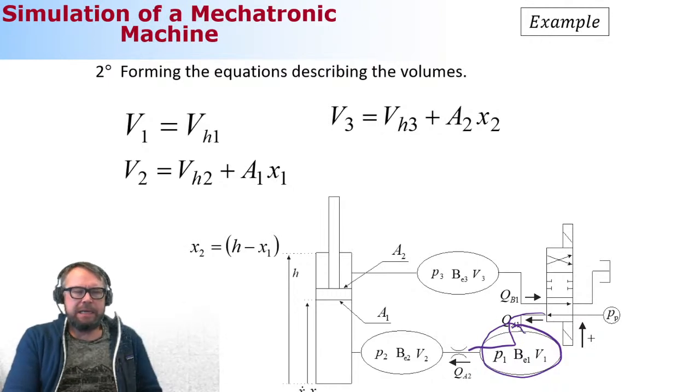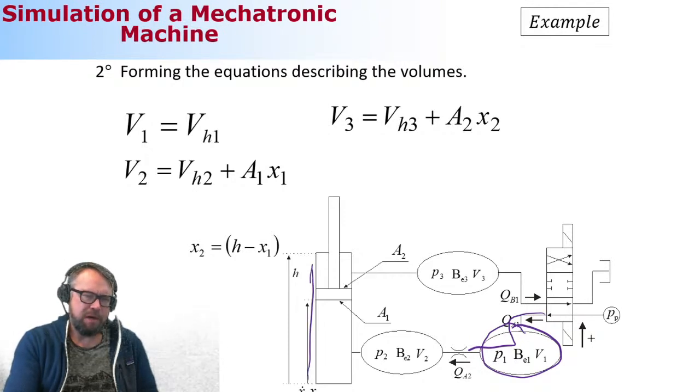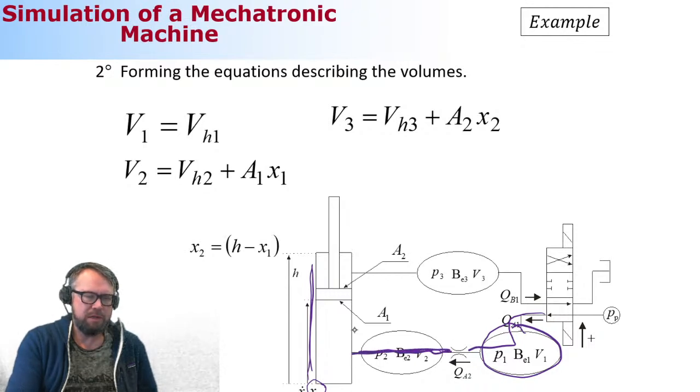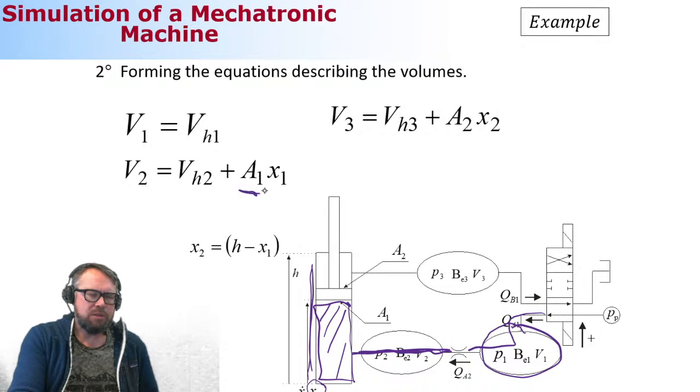The second one is not constant anymore, and it's not constant because the piston can move up and down here. The piston motion is measured by using coordinate X here. Now, how can I compute the volume of this second chamber? That's going to be the volume of the hose line or pipeline that is connected from the throttle to the cylinder, plus the volume associated with this side of the cylinder. That is obviously the cross-section multiplied by the displacement of the cylinder.